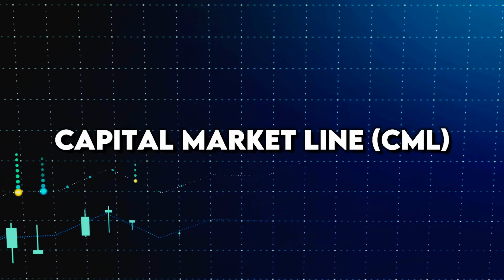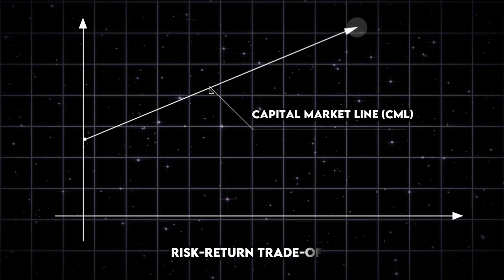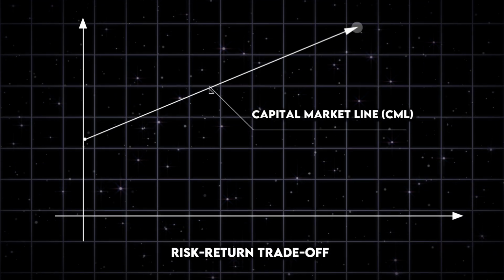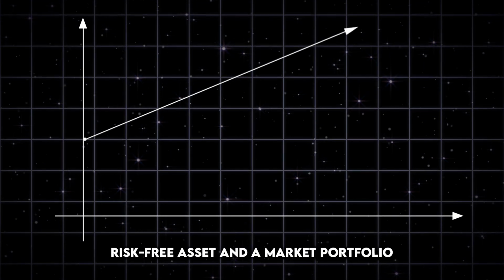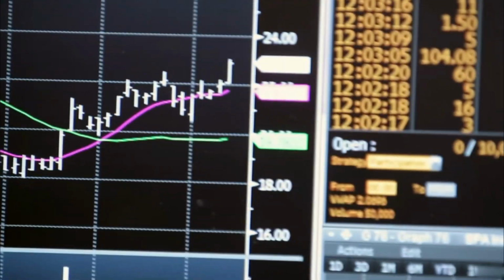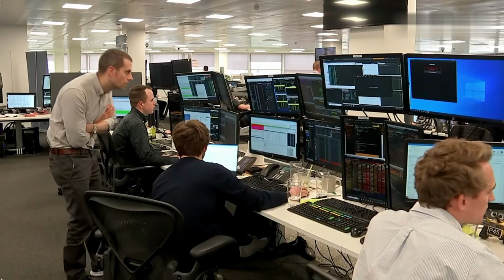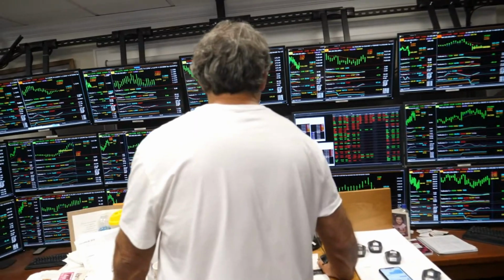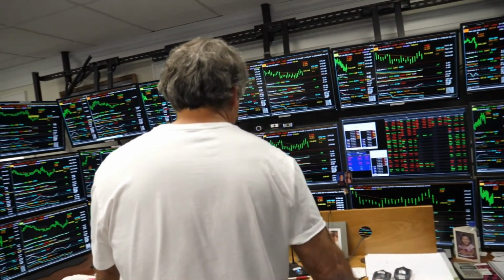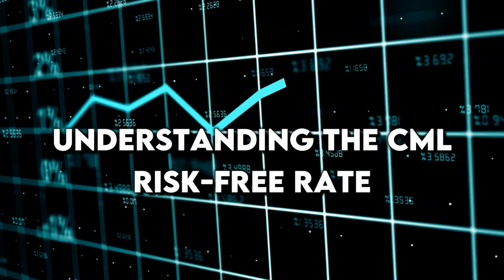Capital market line, CML. The capital market line, CML, represents the risk-return trade-off for efficient portfolios that include a risk-free asset and a market portfolio. It extends the efficient frontier to incorporate the risk-free rate, providing investors with a comprehensive tool for evaluating portfolio performance and making investment decisions. Understanding the CML, risk-free rate.